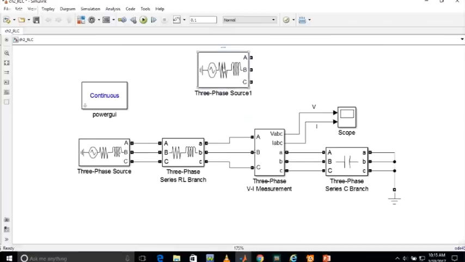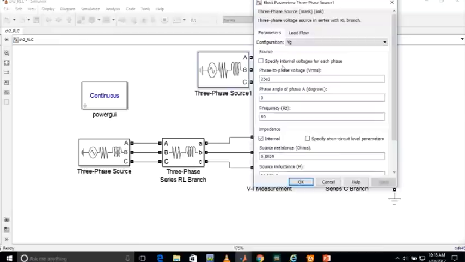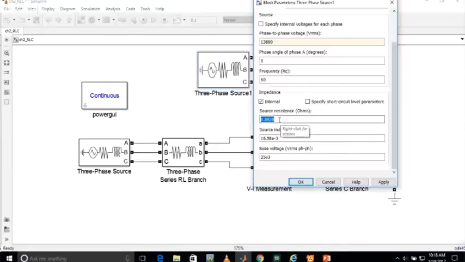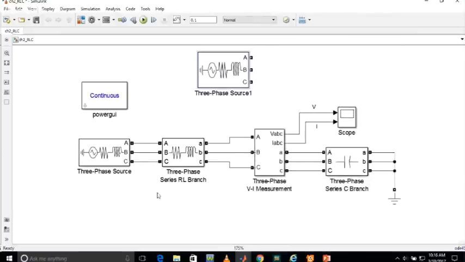If we double click it, then you can see the phase to phase voltage, as we have already shown, should be around 13,800, right? Similarly, the source resistance is 1e⁻³, and 1e⁻⁶, and again the base voltage is 13,800.